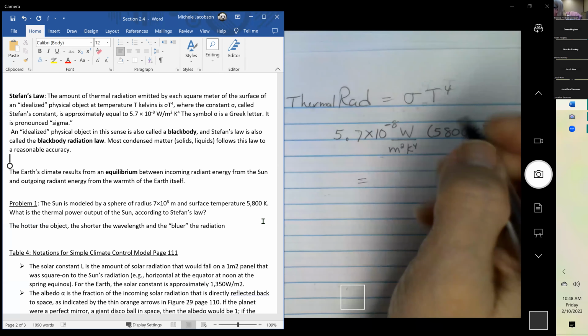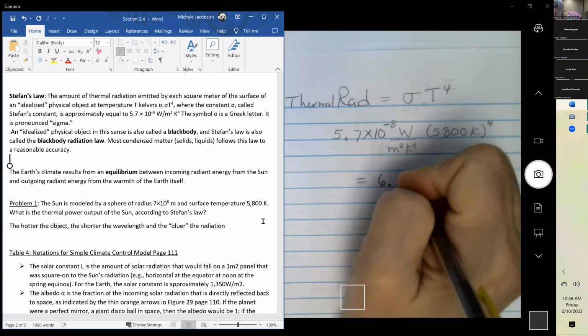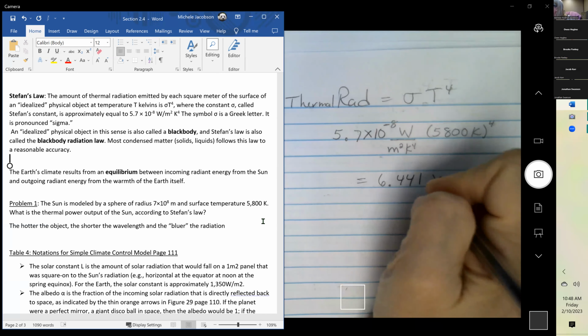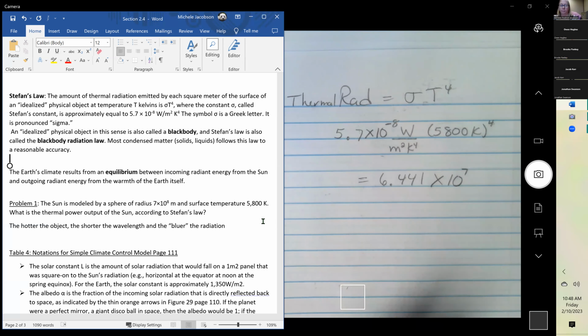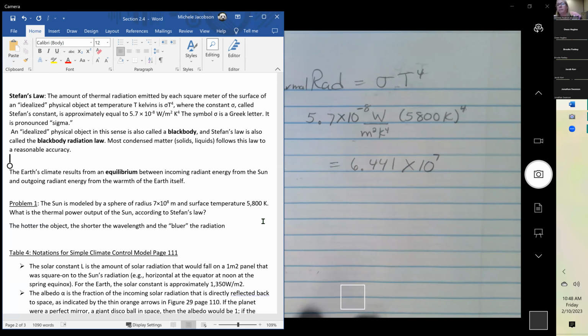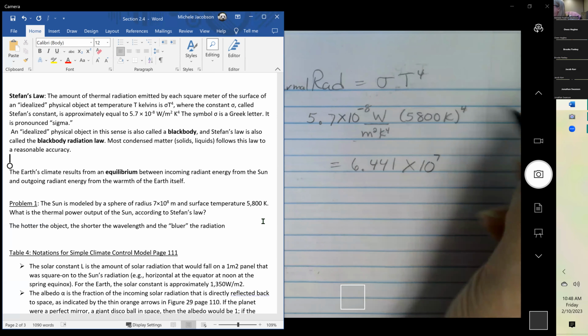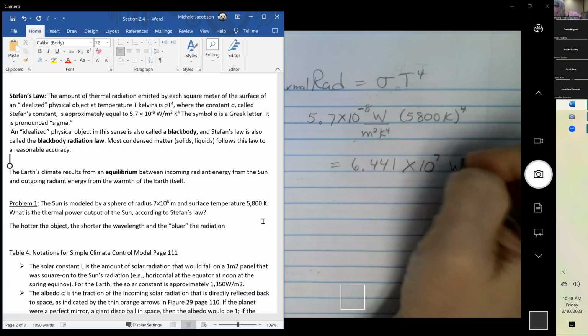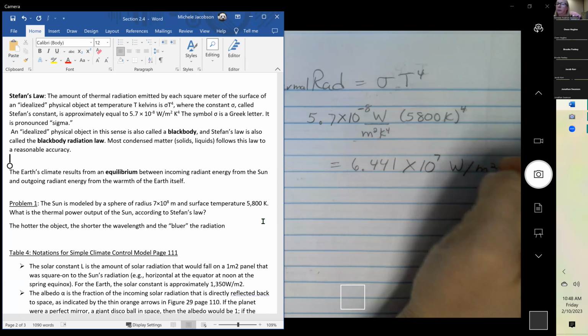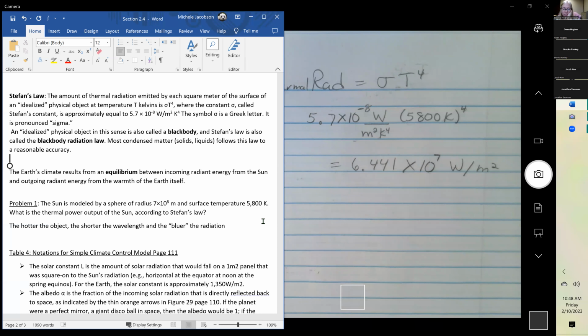I got 6.441 times 10 to the 7. Now this is going to be K to the fourth, and K to the fourth cancel, so this would be watts per meter squared. Any questions on that?